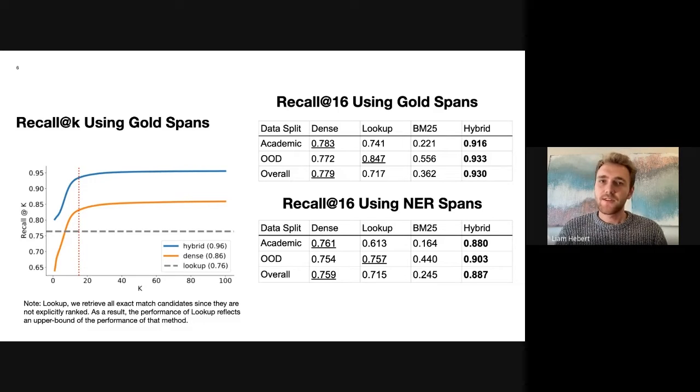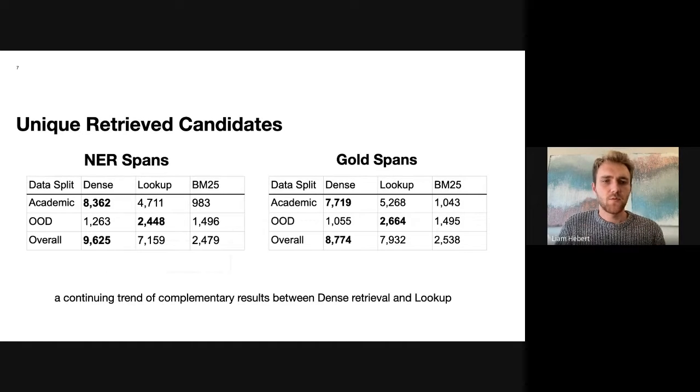And it's important to note here that lookup is using lookup essentially at infinity, because there's no explicit way to rank. We just retrieve all the possible candidates using lookup, so it's the upper bound for that method. Now, to dive into why hybrid is performing so much better, we look at what are the unique candidates retrieved by both methods. Here we can see that dense and lookup retrieve very different unique candidates from the other method, showing that both methods are very complementary.